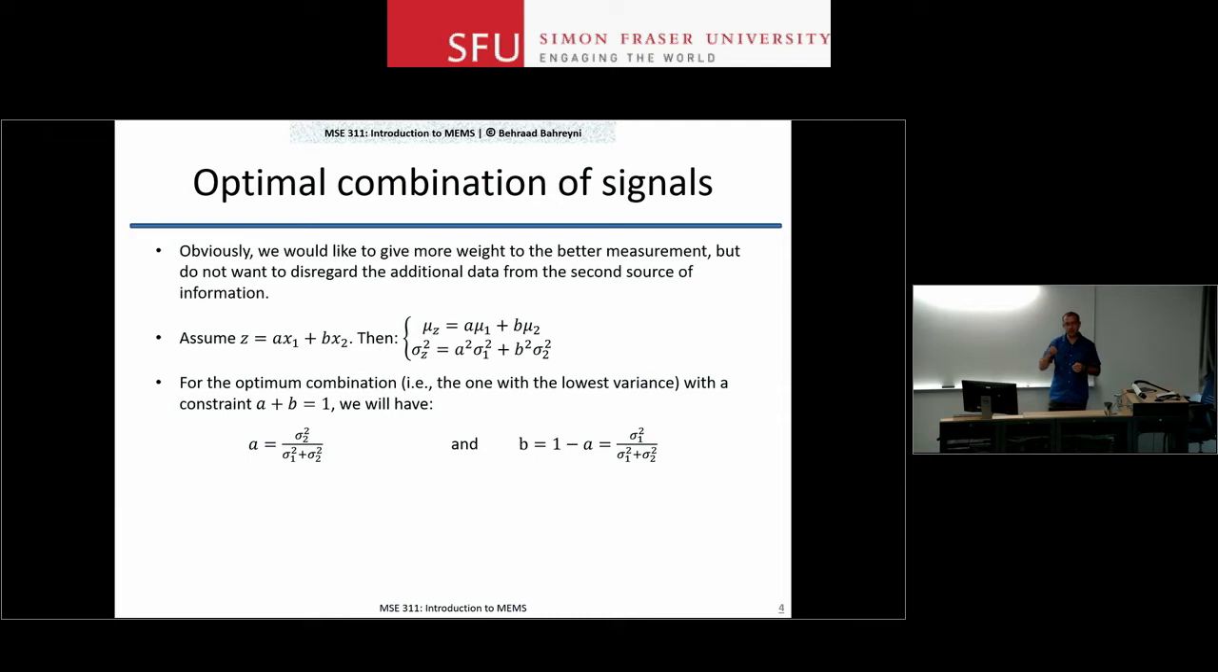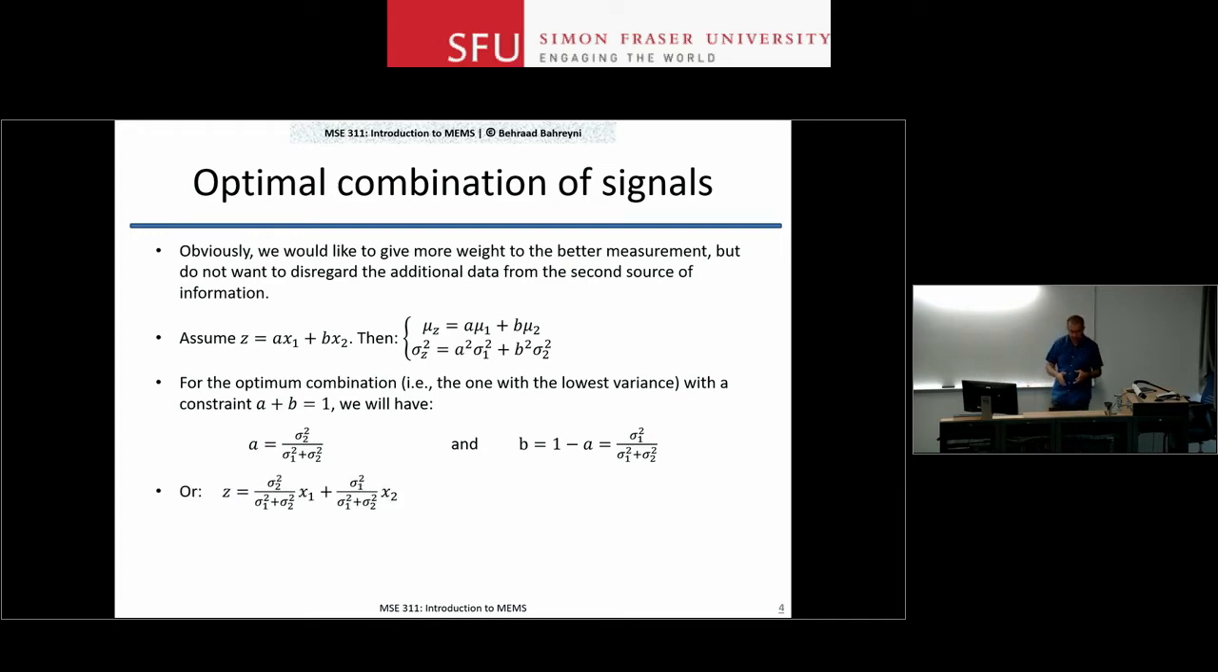you can come up with optimal coefficients. If you go through the math, you can show that A should be sigma 2 squared over sigma 1 squared plus sigma 2 squared. And B should be simply 1 minus A, or sigma 1 squared over sigma 1 squared plus sigma 2 squared. Okay, so I know A and B. If I know the variance of the first signal and the variance of the second signal, now I know how I should optimally combine them.